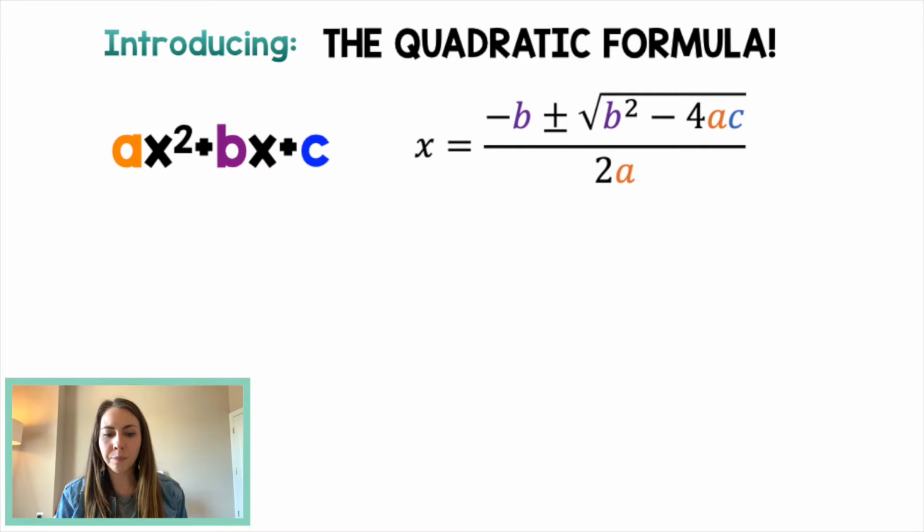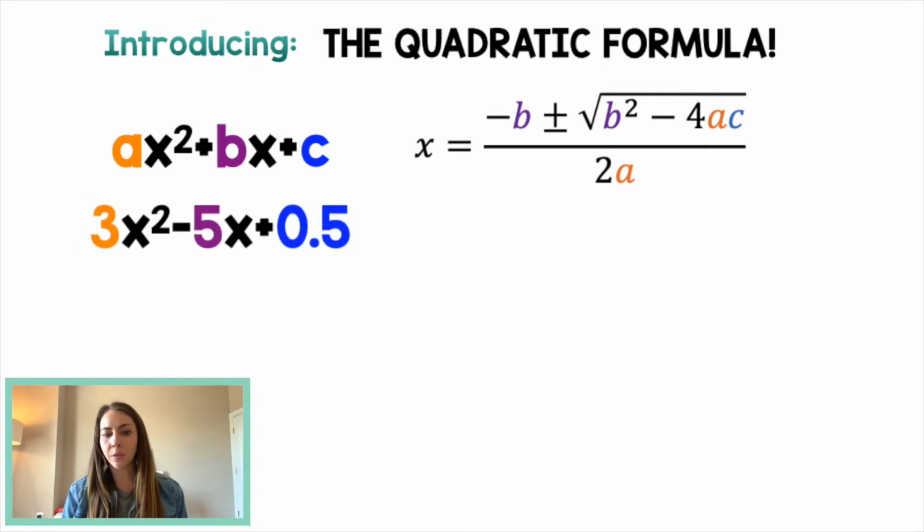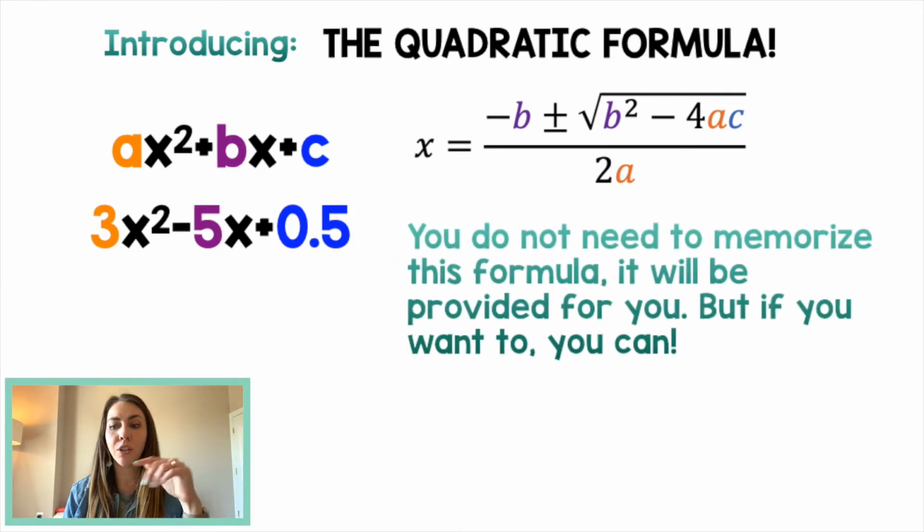So here's what we're going to do. Let's say that we took our equation from the last slide, 3x squared minus 5x plus 0.5. What we would do is plug in the 3 everywhere we saw a, plug in the -5 everywhere we saw b, and plug in the 0.5 everywhere you saw c, which is actually only once. You might begin to worry that you need to memorize this formula, but don't worry, it's going to be provided for you anytime you need to use it. But if you wanted to memorize it, you could, and if you stay till the end, we have a little trick for you to memorize it.